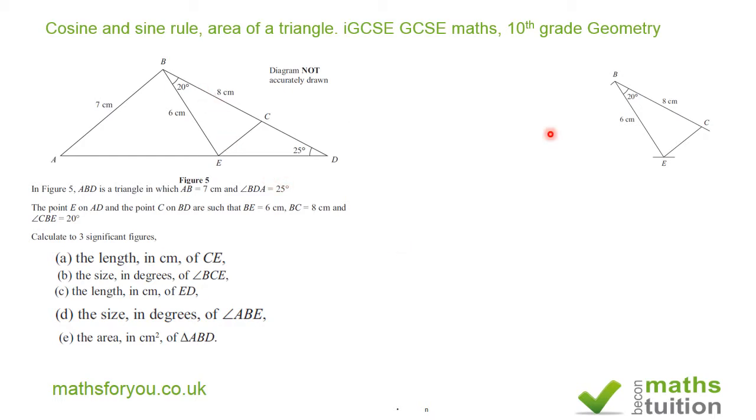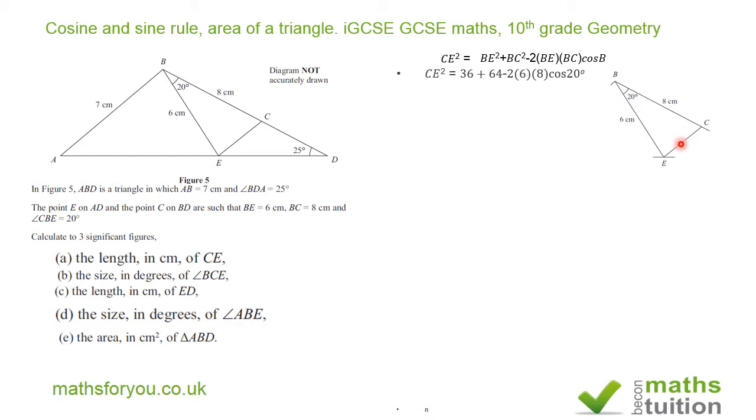For the first one, what I've done is to isolate this triangle there. Now we want to find CE. Opposite CE we've got 20 degrees, and 20 degrees is an included angle for sides BE and BC. So the cosine rule will apply, which gets CE squared equal to BE squared plus BC squared minus 2 BE BC cos B, where B in this case is 20 degrees.